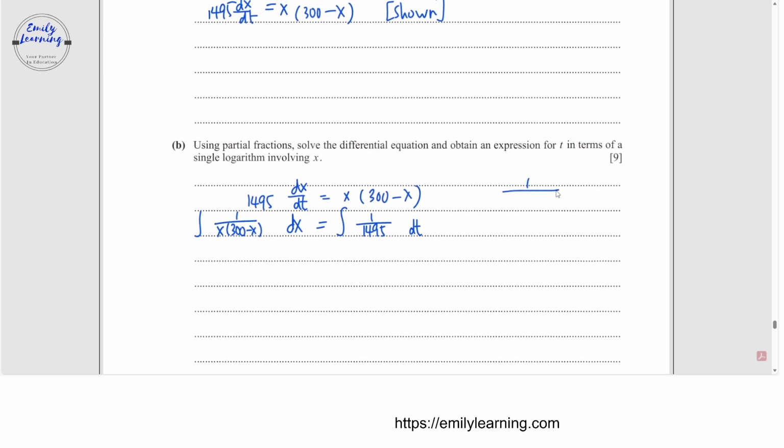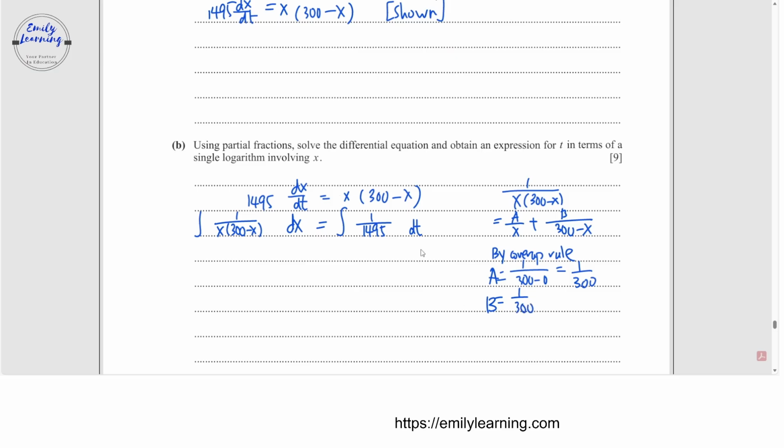So I have 1 over x(300 − x) equals A over x plus B over 300 − x. We can use the cover-up rule. When I want to find A, I'll sub x equals 0 into here, so A is 1 over 300. Okay, for B, I will sub in x equals 300 into here.